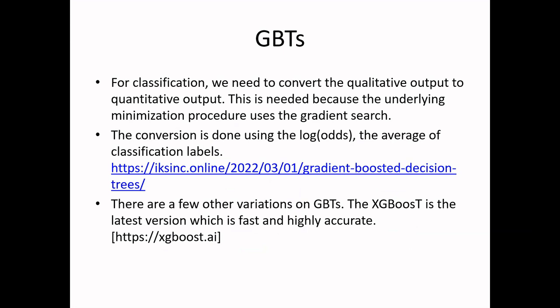So what is done is that we convert the qualitative output to a quantitative output. That is, for classification, the output is supposed to be positive, negative, yes, no, A or B or whatever it is. What we need to do is convert this output to some kind of numeric, quantitative output. And once we are able to do that, then we can apply exactly the same approach that we just went through.